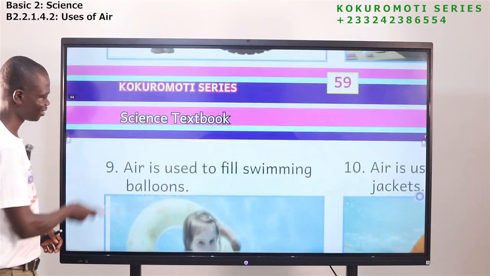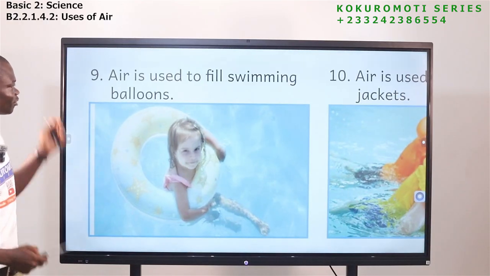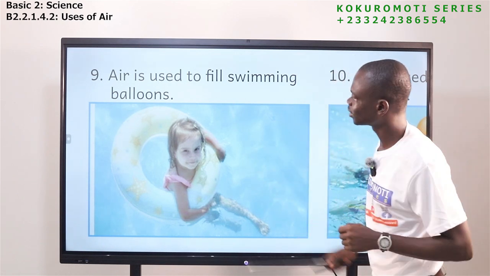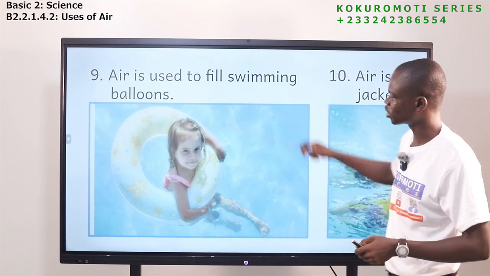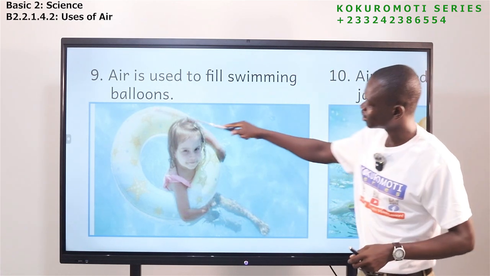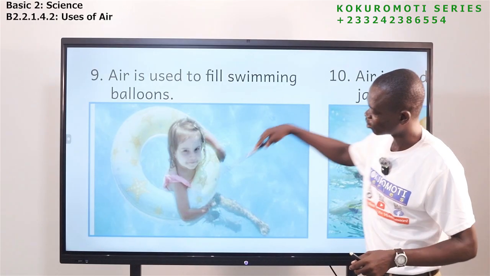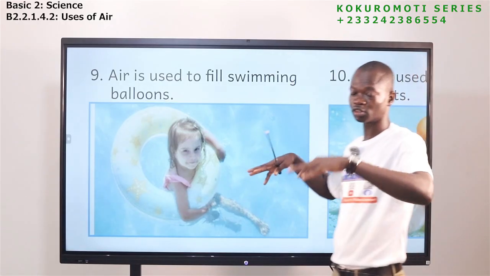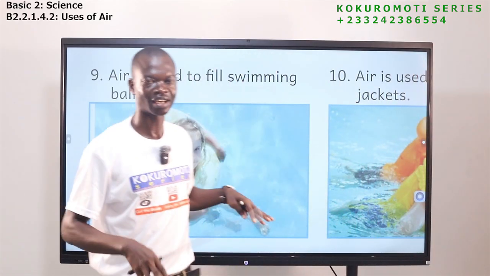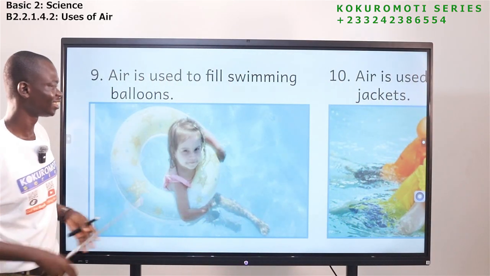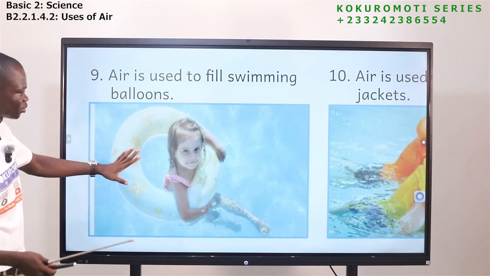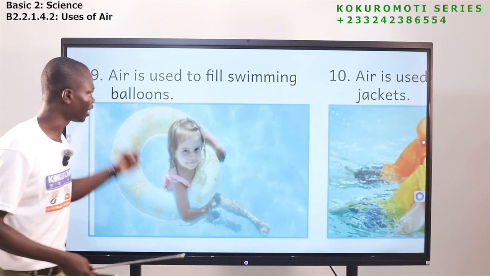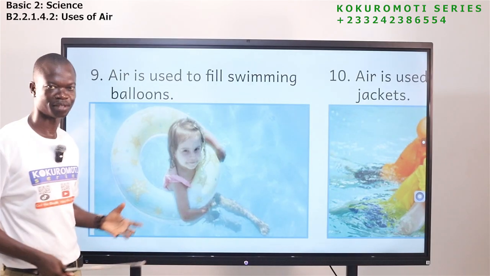Let's see, we have another one here, number 9. Air is used to fill swimming balloons. If you look at the girl, she's swimming, but there is something here. This is a swimming balloon. It is filled with air, and because of that it is able to float on water. If you are swimming with this, there is no way you'll drown. So we use air to fill swimming balloons.